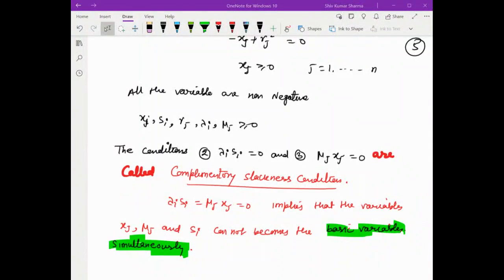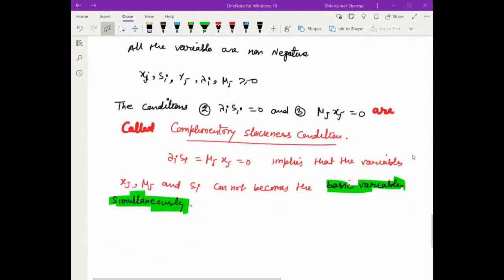So we are moving to the modified simplex method known as the Wolfe method, which solves the non-linear programming problem. You understand here we write the basic variables. These three cannot take place simultaneously in the basic variables. That means if xj is in the basic variable, then mu j and si are not in the basic variable.